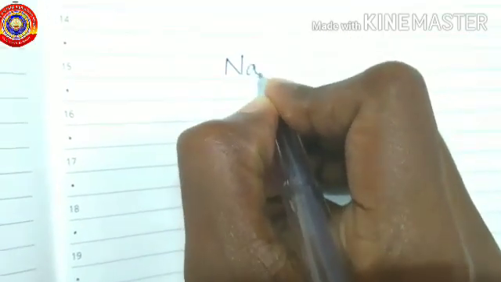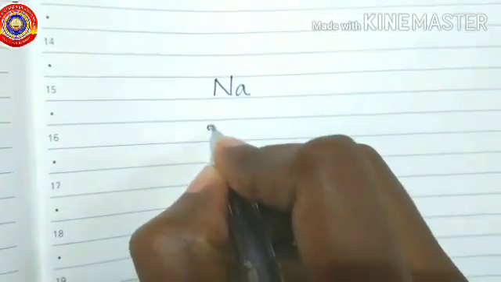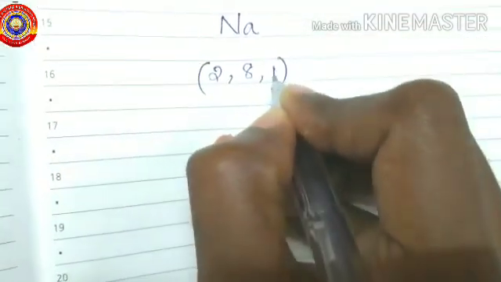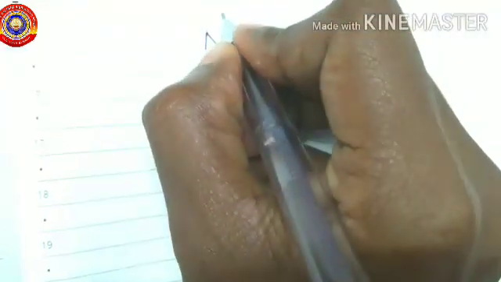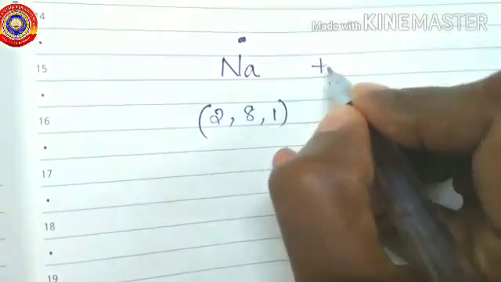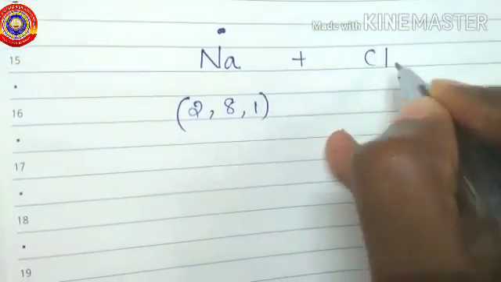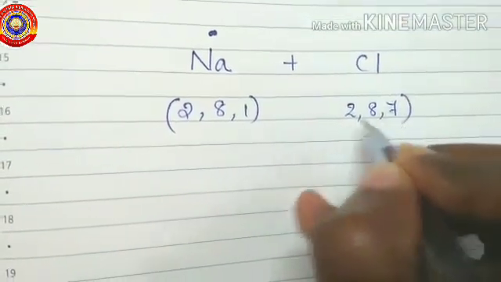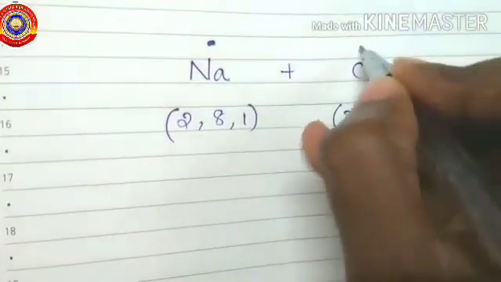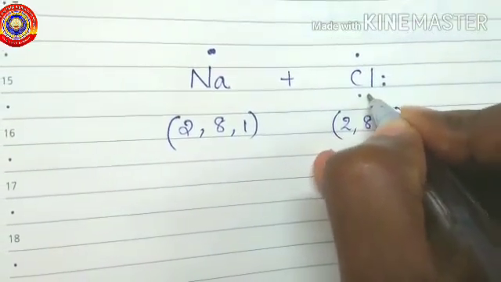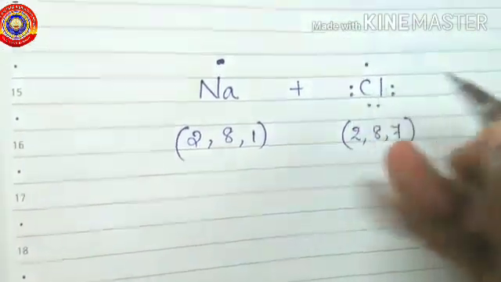First you have to write the symbol of sodium. Then write the configuration 2,8,1. Represent the one electron as a dot. Now the next atom, chlorine: write its electronic configuration 2,8,7. Represent the 7 electrons using dots. Here the dots represent the number of electrons present in the valence shell.